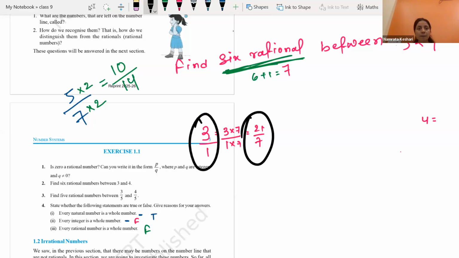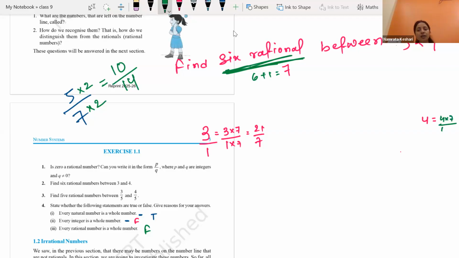Making sense? Yes, ma'am. Similarly, I'm going to change this 4, just the representation. 4 can be written as 4 into 7 by 1 into 7. That means 28 by 7. 3 became 21 by 7, 4 became 28 by 7. We have not done any disturbance. Whatever number was there originally, the same number we are having. My eyes can say that the numbers are different, but my mind will say, don't worry, numbers are same. Go ahead. Making sense?